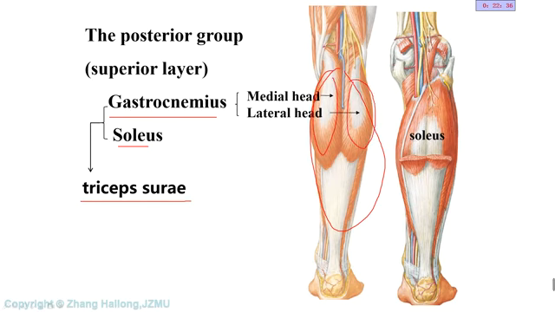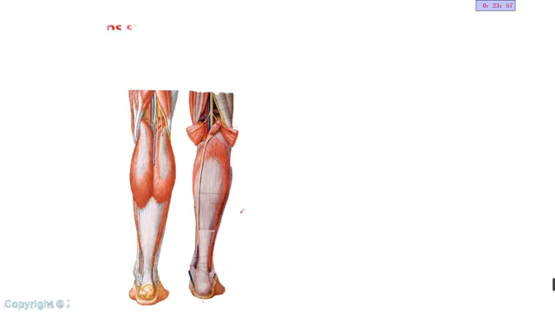They are from the femur, the medial side and lateral side of the femur. And underneath there is a deep layer. This one is soleus. Okay, it's three heads. Now let's see the origin and the insertion of the first one, triceps surae.